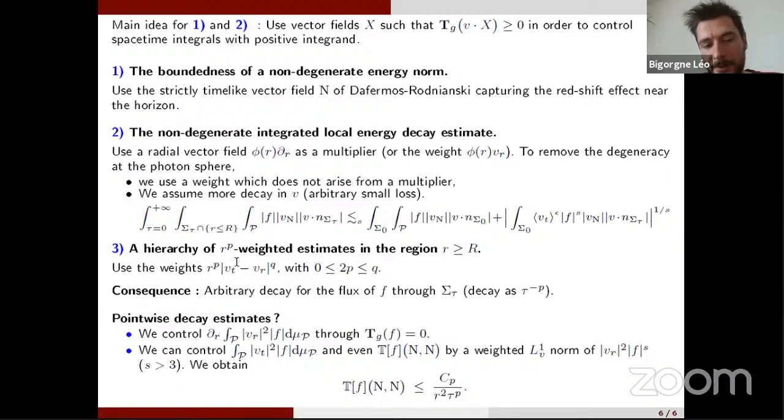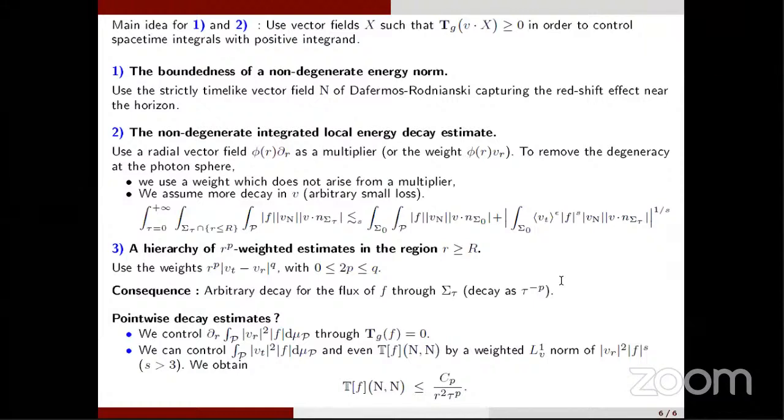Yeah, so if you start with the r^p energy method, then you cannot prove a better decay than 1 over tau to the p. So if you want to prove a decay rate of 1 over tau to the p, you need to assume that the initial data have a finite norm with this rate. Okay. Yeah, exactly. Okay, great.